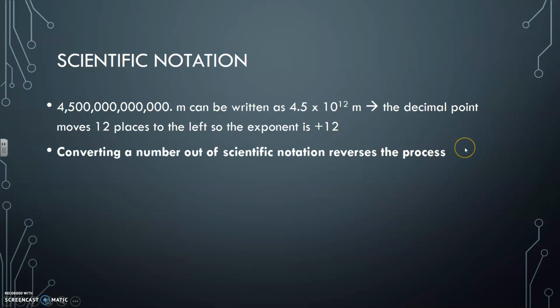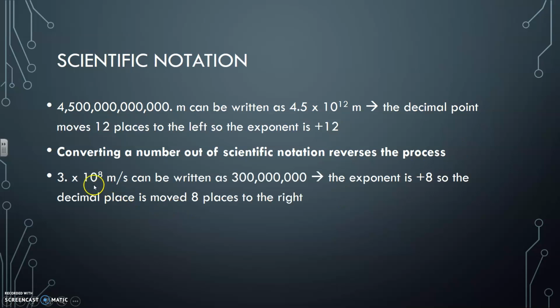All right, converting a number out of scientific notation reverses that process, so you add the zeros back in. Writing things in scientific notation also means that you're not going to accidentally drop a zero somewhere. You're not going to misplace it, basically.